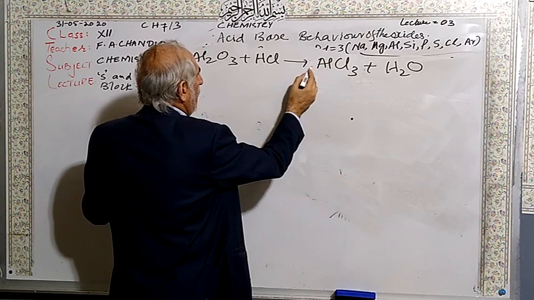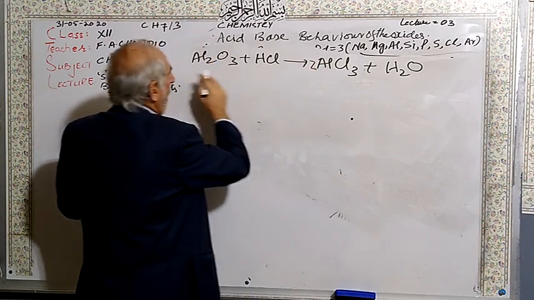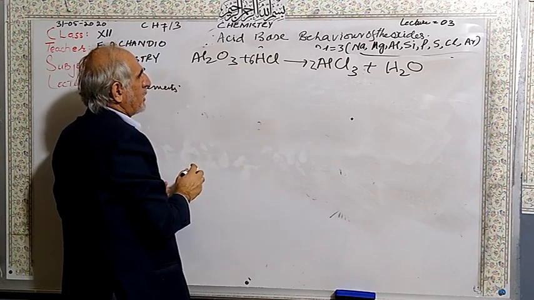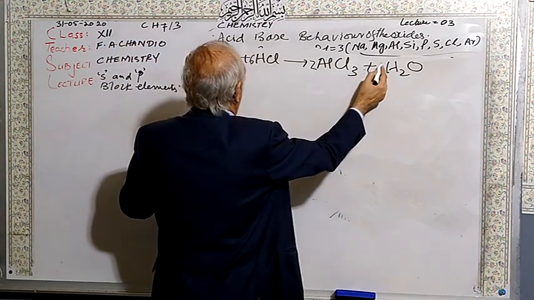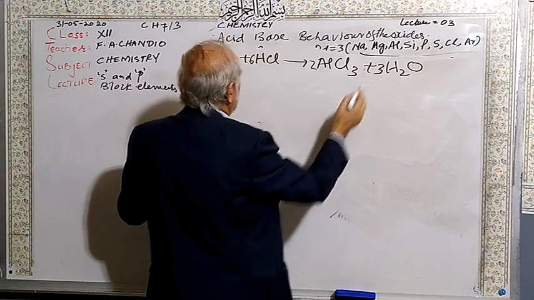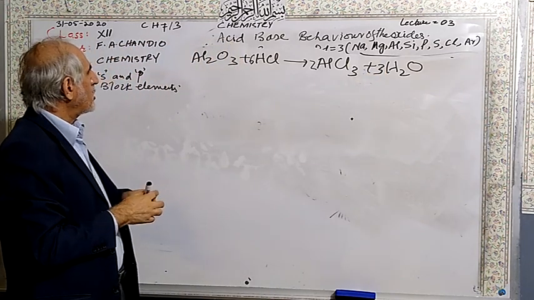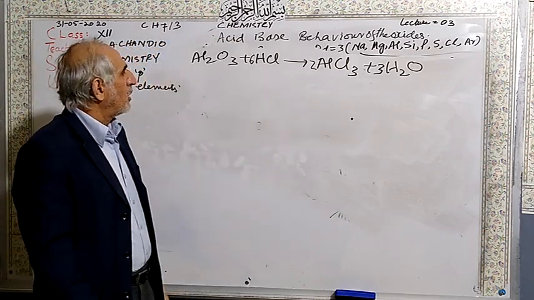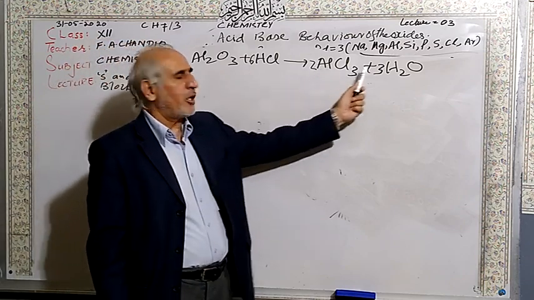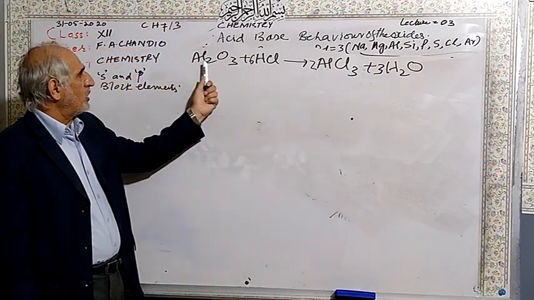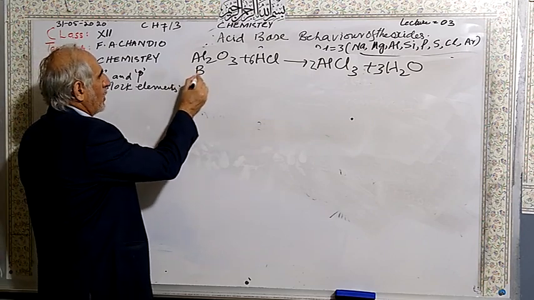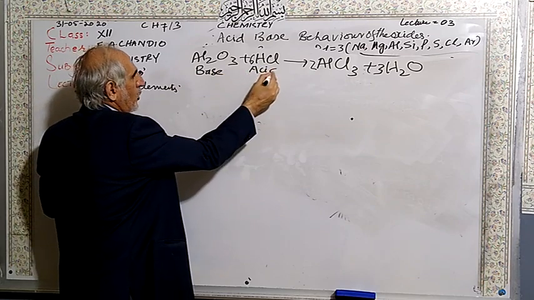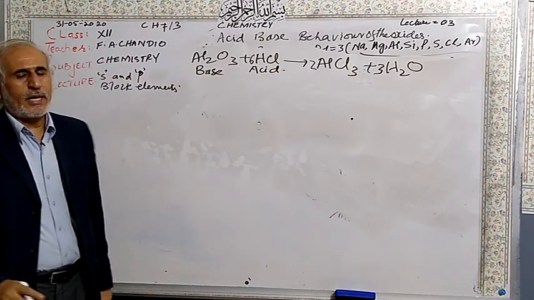Yes, this will be multiplied by 2 here, 2 threes are 6. So 6 here, hydrogen 6, oxygen 3. So it's balanced: aluminum 2, oxygen 3, aluminum 2, okay. So this is the salt and water. So here it acts as a base because of hydrochloric acid. So this is a neutralization reaction.